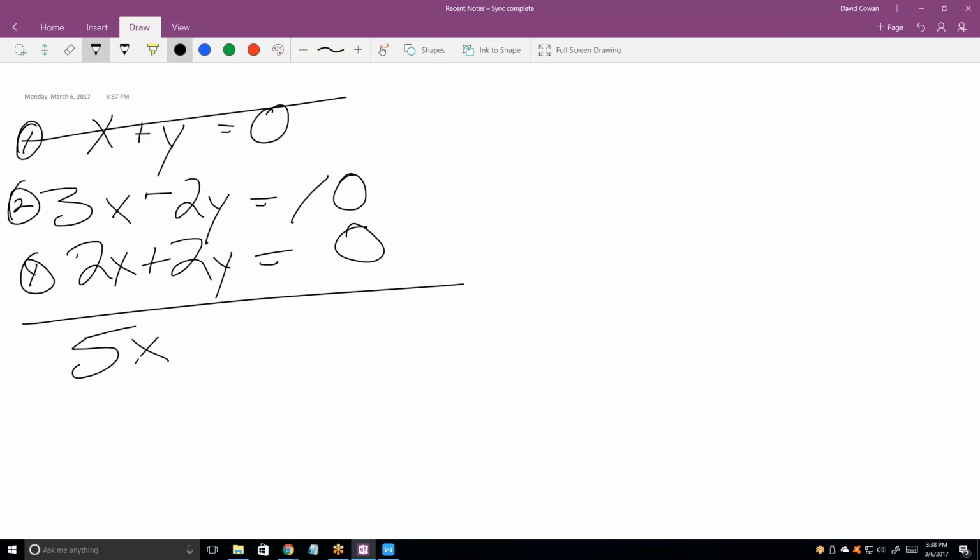In other words, you add the two equations. Divide by 5 and x equals 2. Sorry, I can't think today.